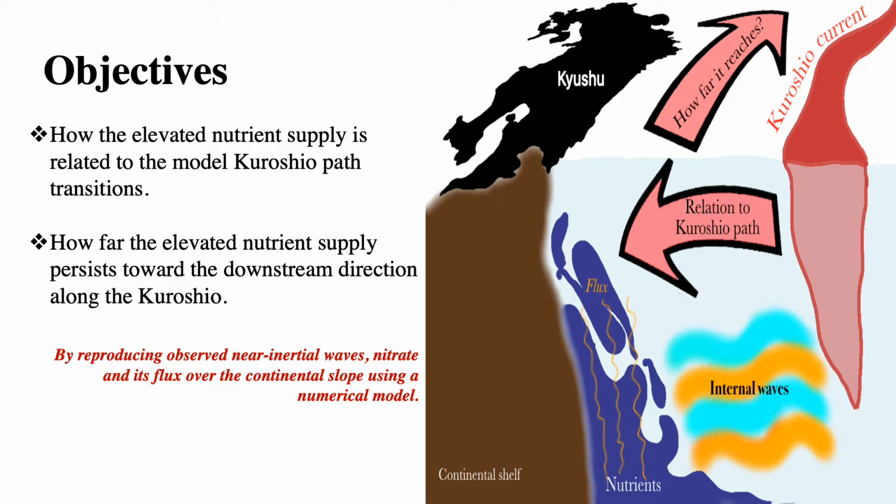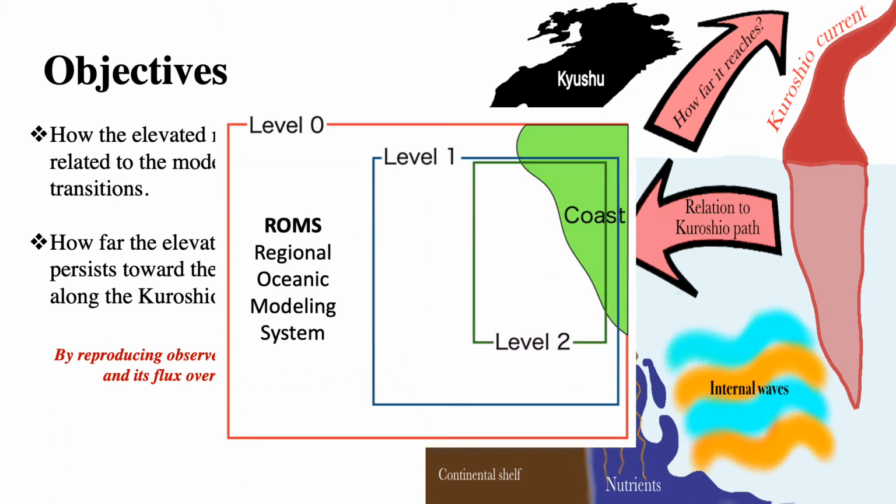The objectives of this study are to understand how the elevated nutrient supply is related to the model Kuroshio path transitions and how far this supply persists toward the downstream along the Kuroshio. All of this by reproducing observed near inertial waves, nitrate, and its flux over the continental slope using a numerical model: a high-resolution nested simulation coupled with an ecosystem model, known as ROMS, the Regional Oceanic Modeling System. In this study, we work with a child grid, that is, level 2.